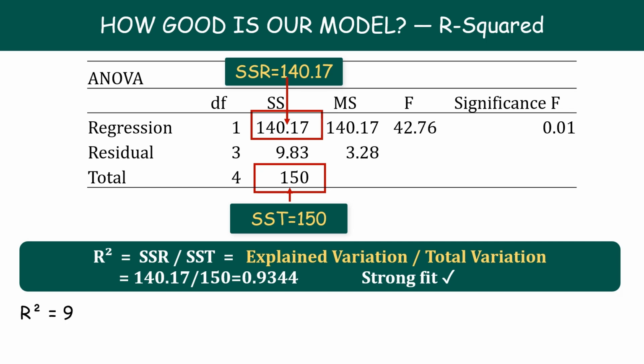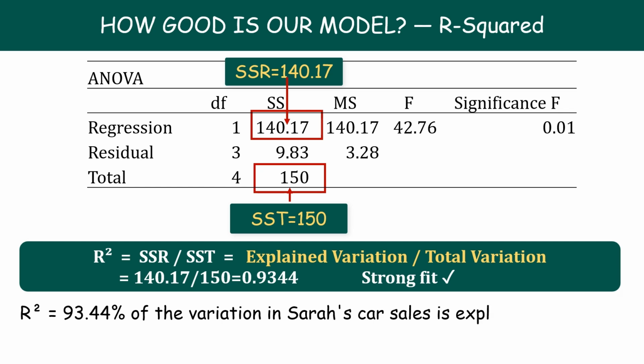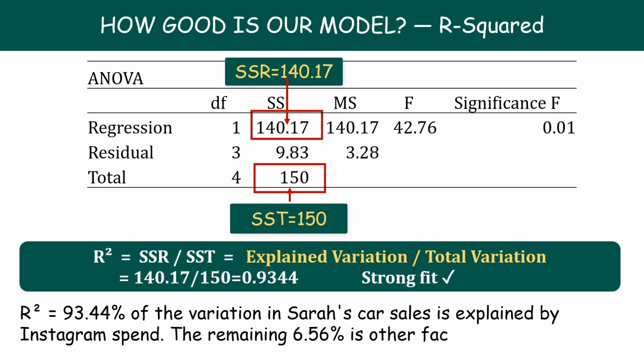In plain English, 93.44% of the variation in Sarah's car sales is explained by Instagram spend. The remaining 6.56% comes from other factors outside our model.